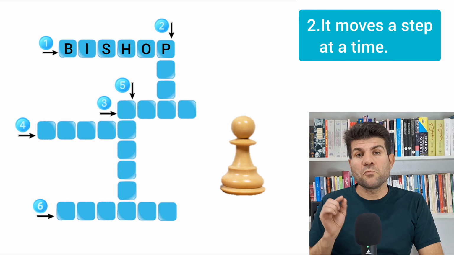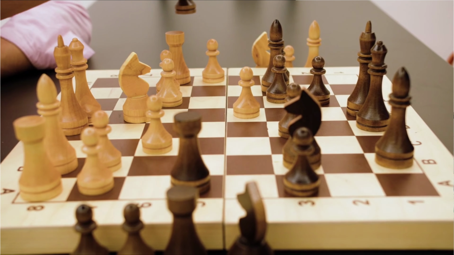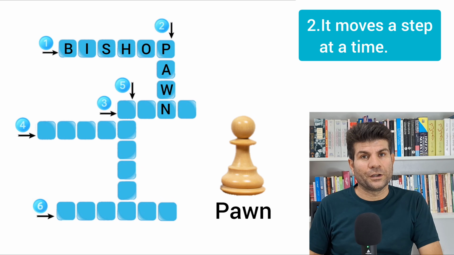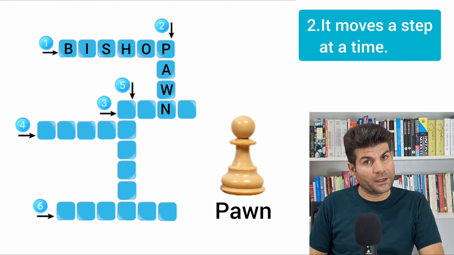This little guy moves a step at a time. What is the English one? Do you know it? Pawn. It is the pawn. It is small, but it is very important in playing chess.